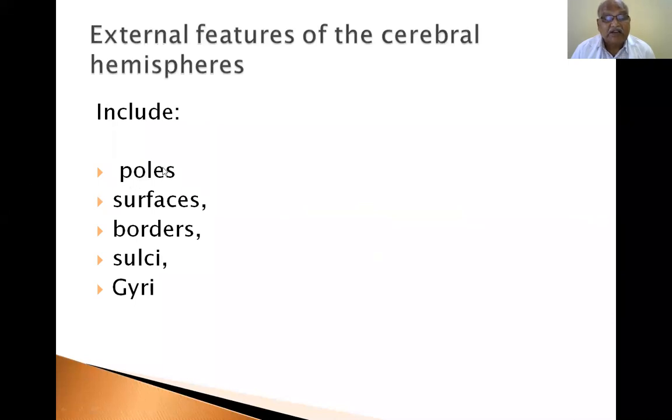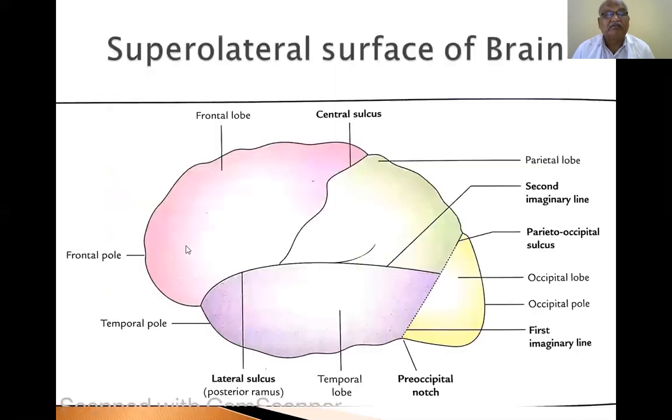So, external poles: the anterior pole is sharper, pointed; the posterior pole is wider. Surfaces I already told you. Borders I have told you. The sulci and gyri pattern I told you and explained to you. You have to write. Now this is the superolateral surface of the brain.